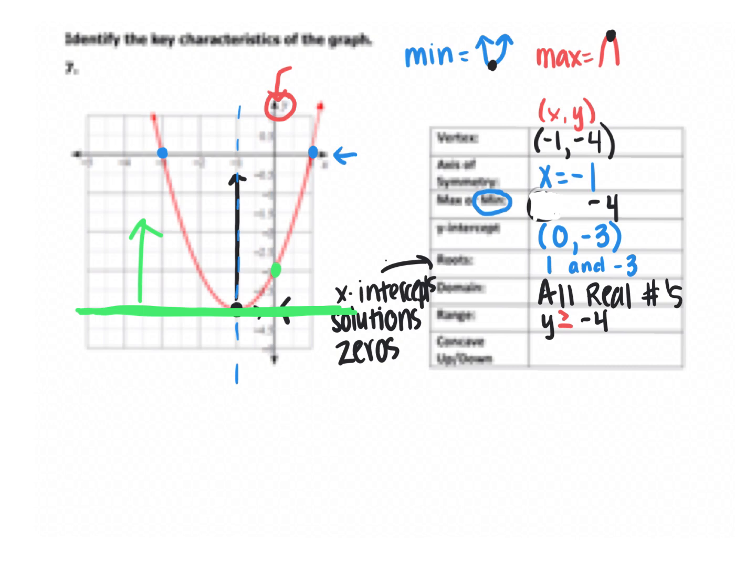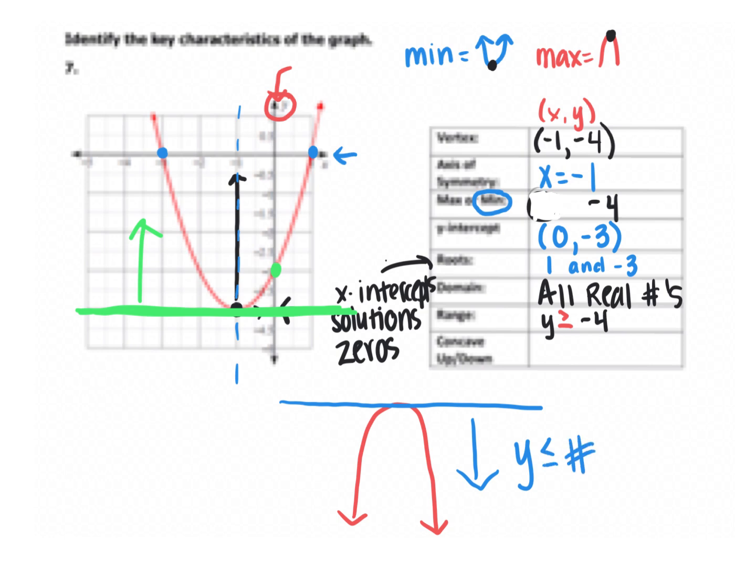So if I have a quadratic that is concave down and we have my y value here, well, this is all below my y value. So this one would have a range of y is less than or equal to whatever that y value is. Okay, and concave up or down. You guys know this. This one's concave up. This one down here is concave down.